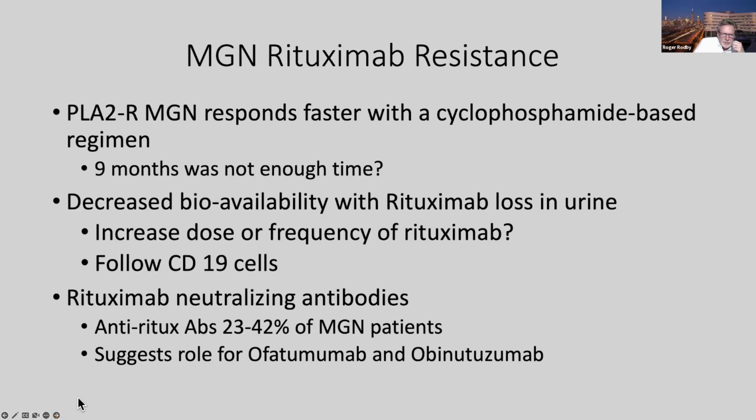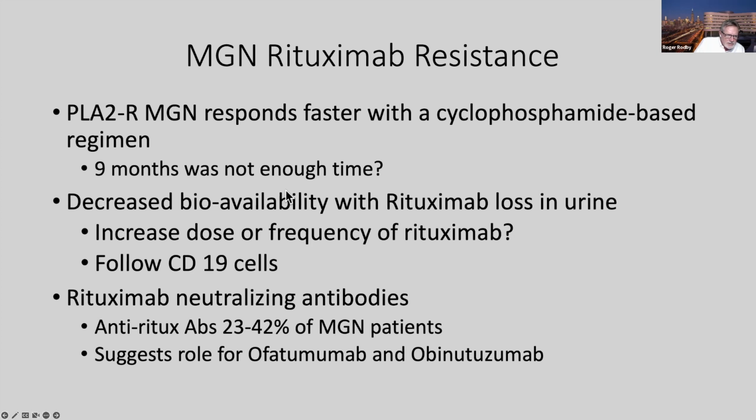And so we talked a little bit about rituximab resistance at the time. And what we know depends a lot on what we know about PLA2R, because there's so much data on that now. And we do know that it responds faster with a cyclophosphamide-based regimen than a rituximab regimen. That's something to think about. But 9 months not being enough time, there is definitely a lag. But in 9 months to not have any improvement, I think is a little bit odd.